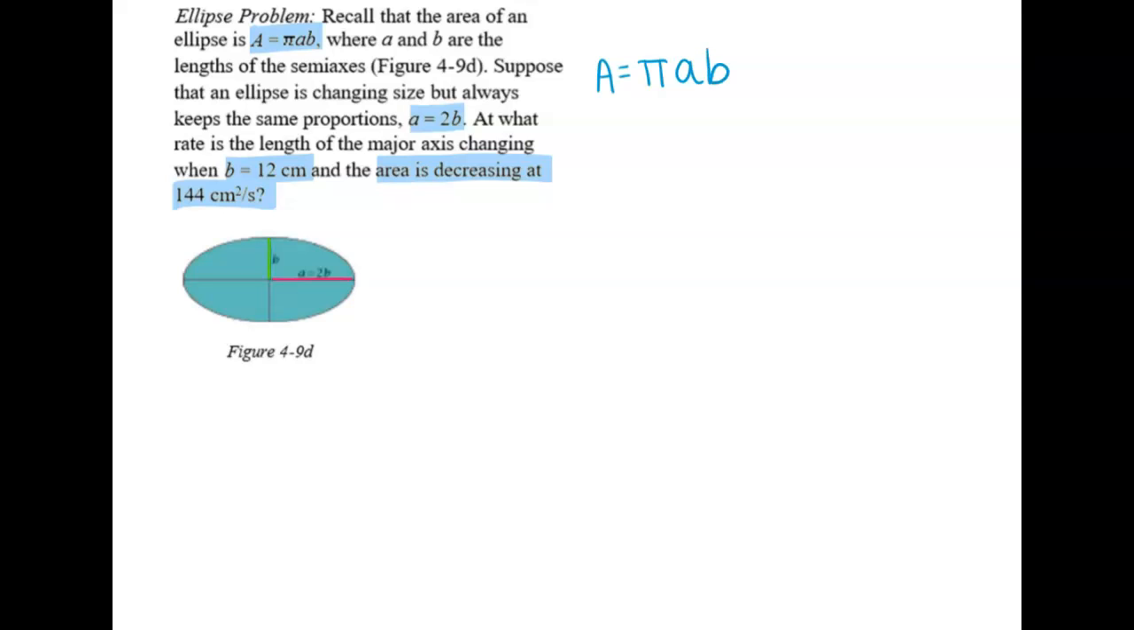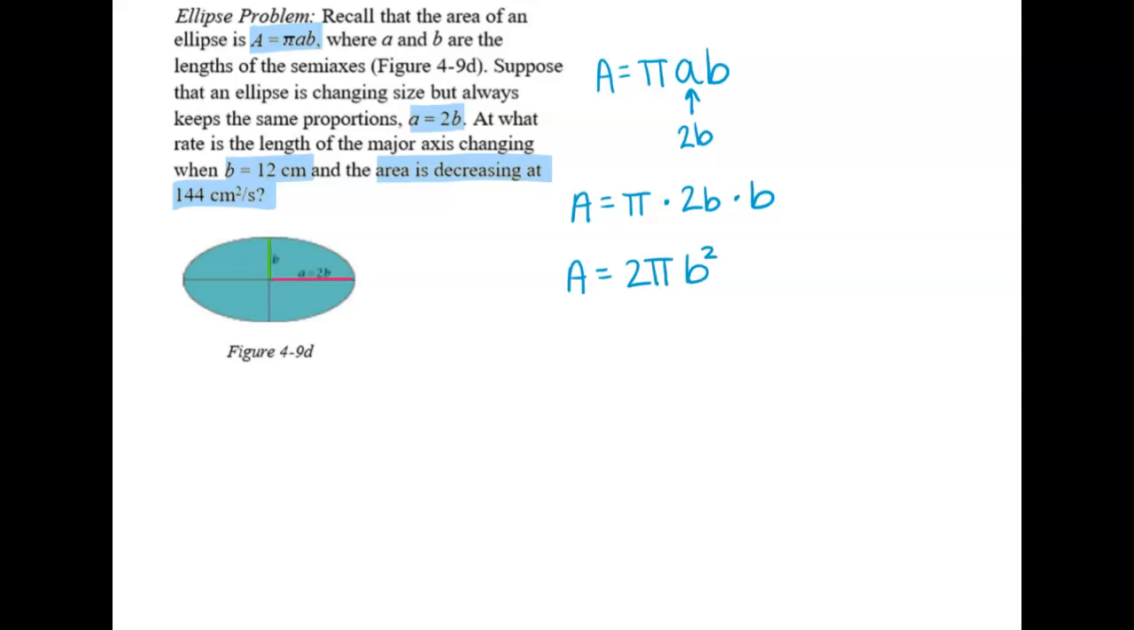You can differentiate from here. I did try it this way, it'll work. But what you can also do, since A equals 2B, we can just replace A with 2B before we do anything else. Because we're not plugging in any values. That's what we can't do, but we can rewrite with different variables. So now A equals pi times 2B times B, which is 2 pi times b squared.